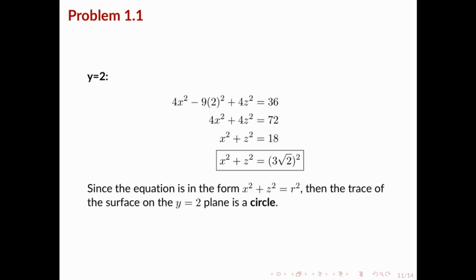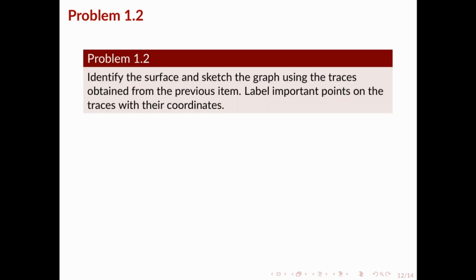It's basically the exact same process as with the y equals negative 2 plane. So, because we know that the y equals negative 2 plane has the exact same trace as this one, we know that the trace of the surface of the y equals 2 plane is also a circle. So our second problem, the second part of our problem rather, is to identify the surface we're dealing with, what kind of 3D surface this is, and sketch the graph of this surface using the traces obtained from the previous item. We also have to label important points on the traces with their coordinates.